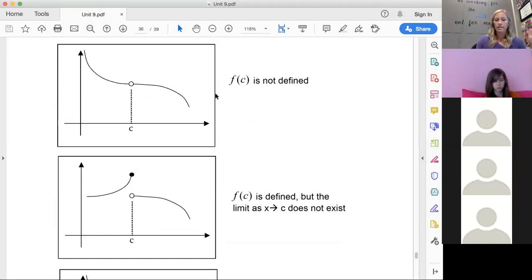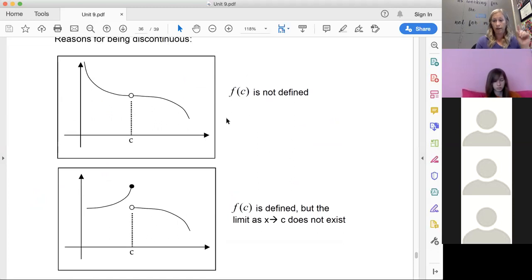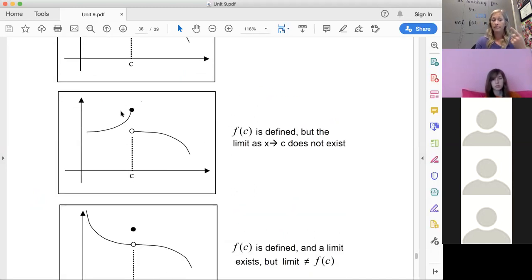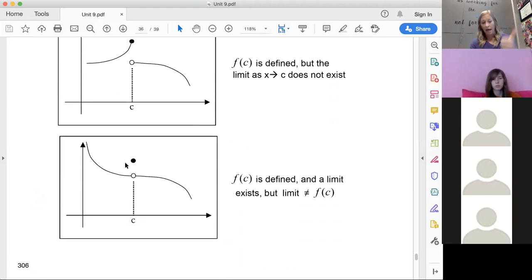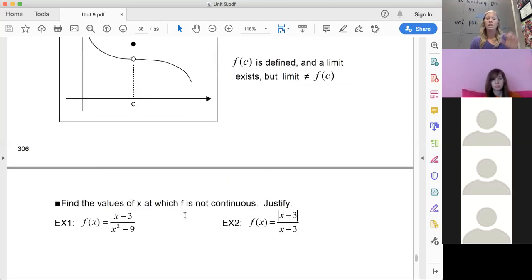So visually speaking, this is what we're looking at here. Here are our 3 ways that you can be discontinuous, not continuous. The function value is not defined, where you have a hole in the graph. The limit is not defined, where the left side and the right side come into different values. Or you have a function value, which is this third one. You have a closed dot, and you have a limit. But notice in this third picture, they're not going to be the same number. That's also a problem. Okay?